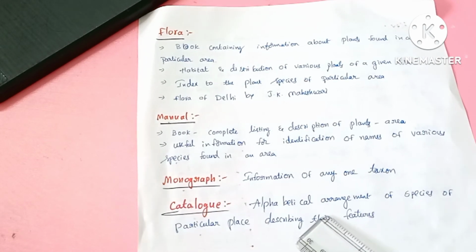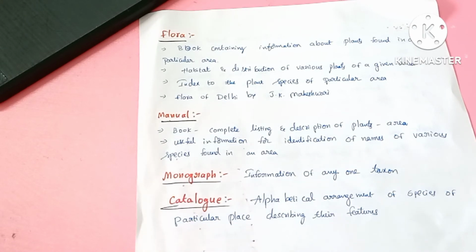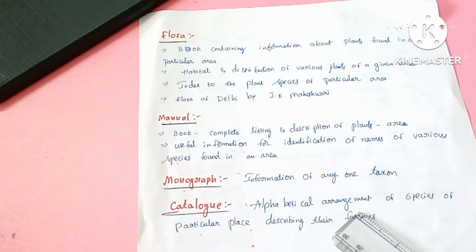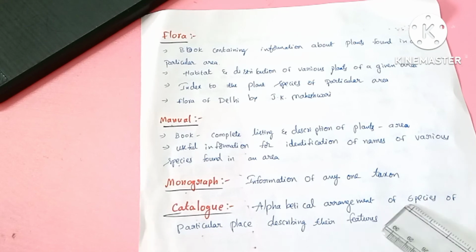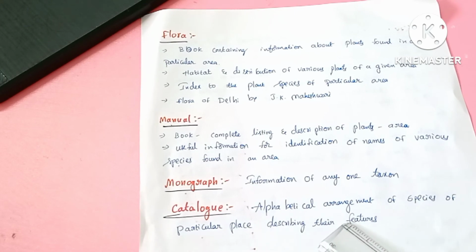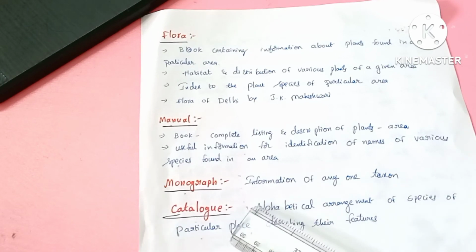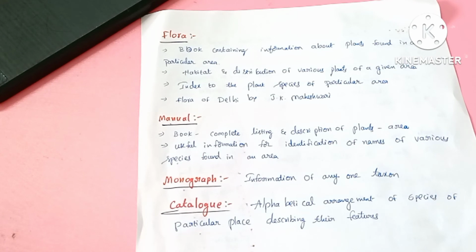And the last one is catalog. In a catalog, the various plant species found in a particular area are listed in alphabetical arrangement. If the species are provided in alphabetical arrangement for a particular area, that is called a catalog. So all these are the several taxonomical aids.